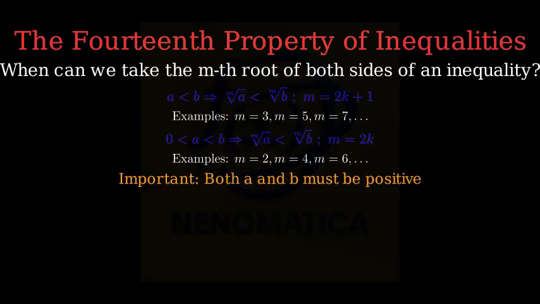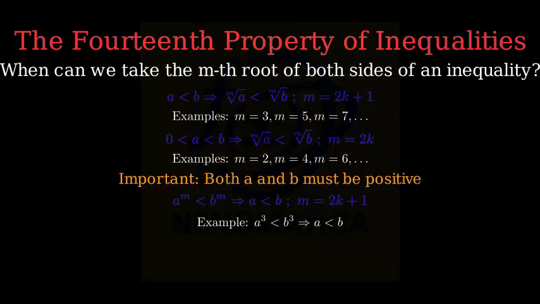Let's consider the third case. If a to the power of m is less than b to the power of m, and m is odd, specifically m equals 2k plus 1, then we can deduce that a is less than b. This is essentially the reverse of our first case. For example, if a cubed is less than b cubed, we can say a is less than b because 3 equals 2 times 1 plus 1.